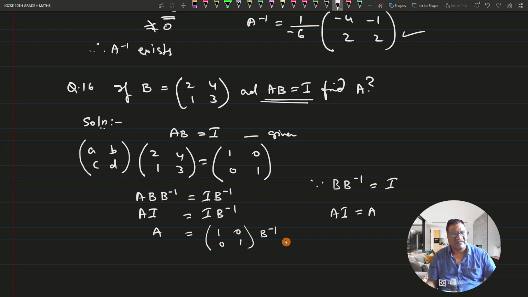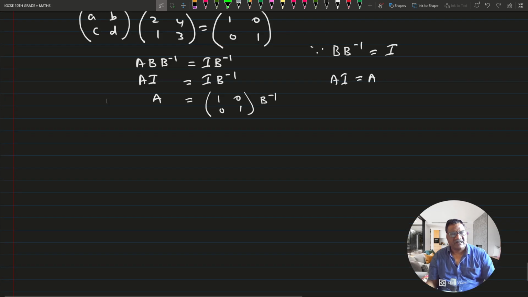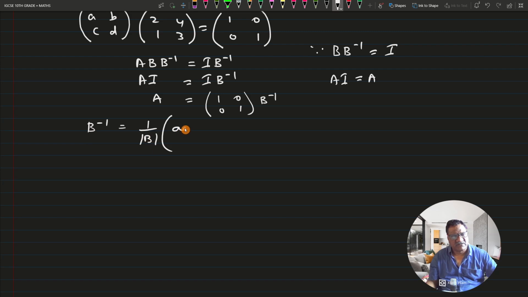Now how can I find out the B inverse? Matrix B is given to me. So from this matrix B I am going to find out B inverse, and then I am going to multiply this B inverse and this identity matrix, and whatever answer I get, that will be the answer for this matrix A. So this is the strategy that I'm going to use. My target is to find out B inverse. B inverse will be equal to 1 upon determinant of B multiplied by adjoint of the matrix B.